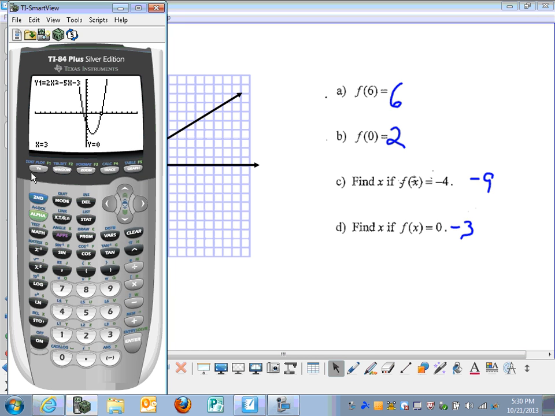And of course, you certainly could have put the function in if you do the equation of the line. 2/3 x plus 2. Hit graph. Trace. Typed in 6. 6, 6 is a point. F of 0 is 2. F of negative 9 is negative 4. And f of negative 3 is 0.